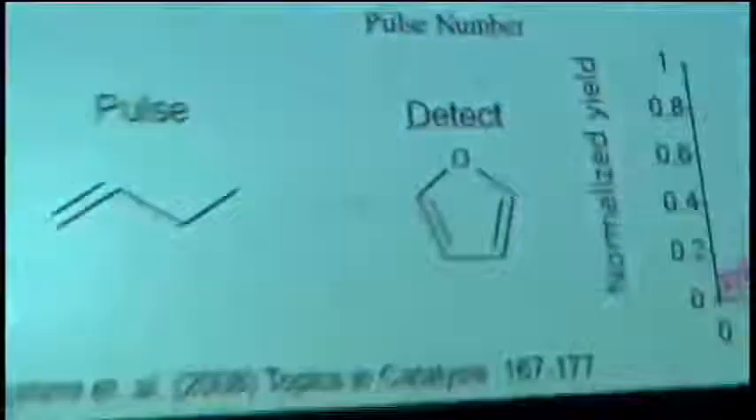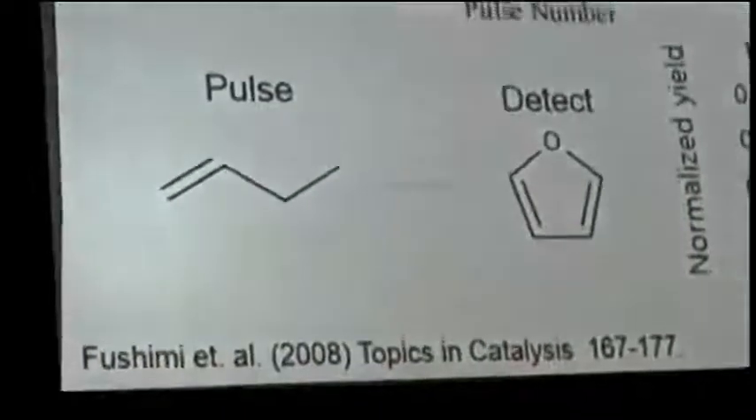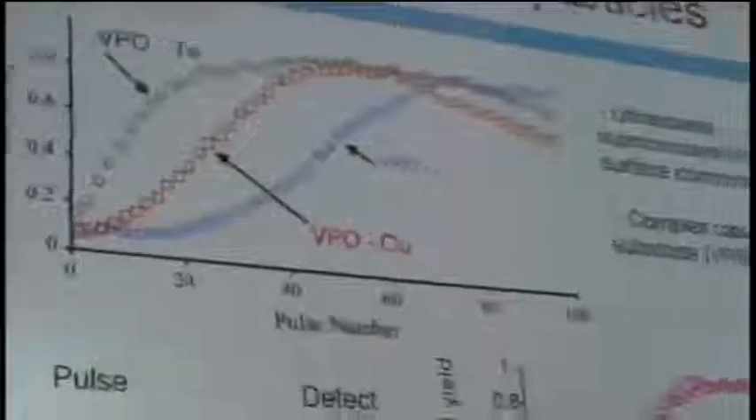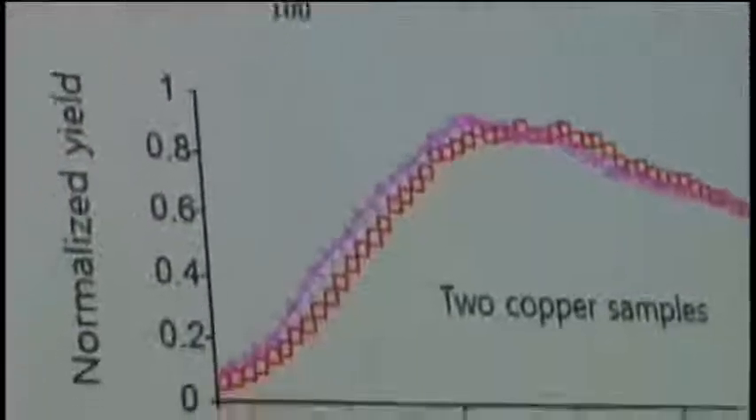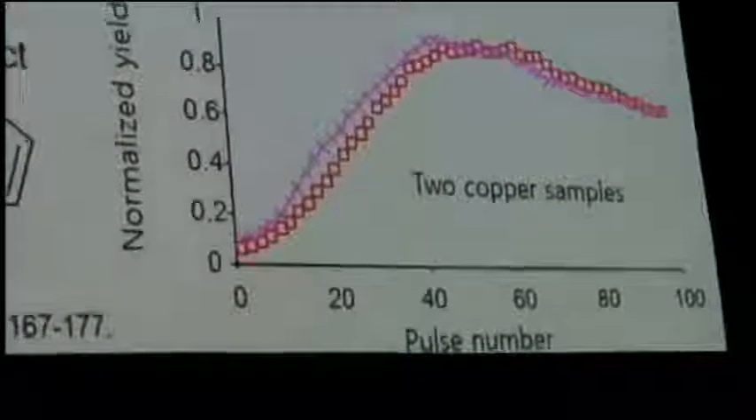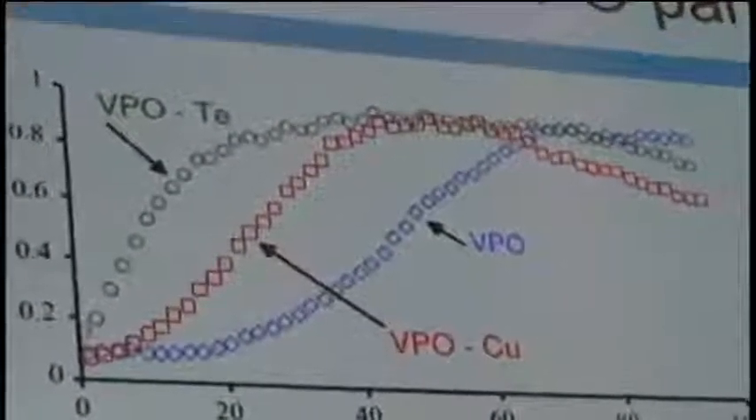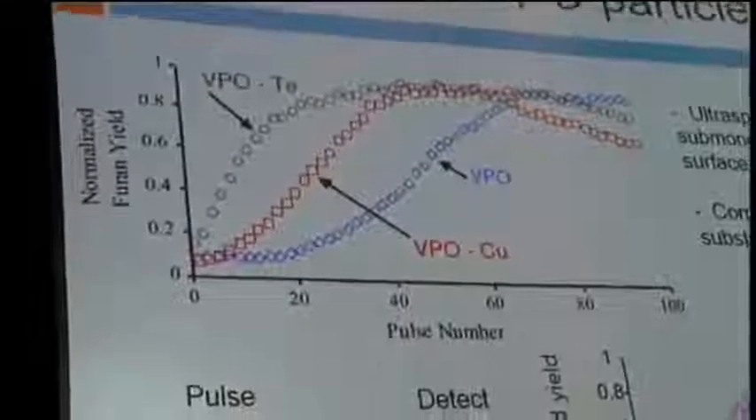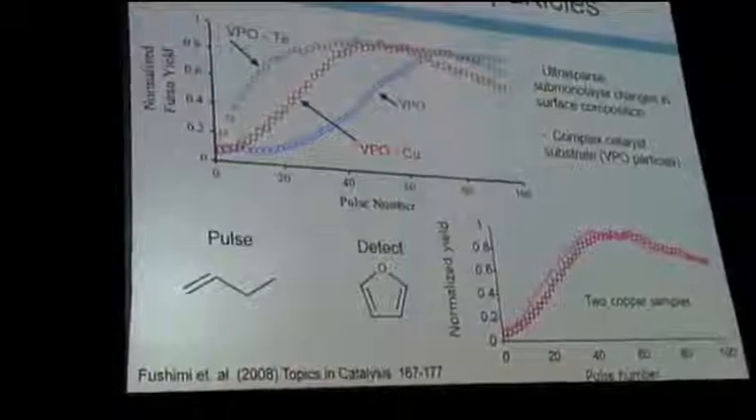In this case, as I mentioned earlier, we're looking at submonolayers of copper and tellurium on the VPO catalyst, and our reactant was 1-butene, our product furan, and through multiple pulsing, we were following the normalized yield of furan and seeing improvements with the submonolayer depositions of tellurium and copper with fairly good reproducibility.